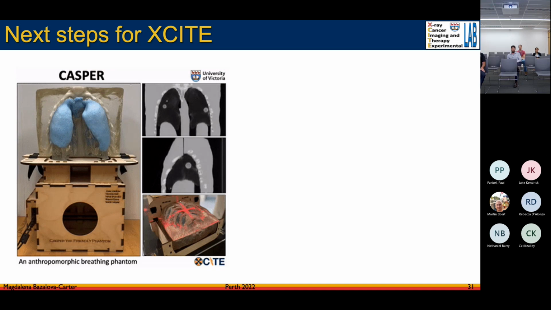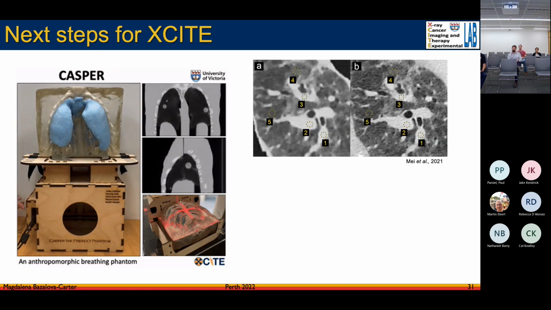We built this phantom that we call Casper, which is an anthropomorphic breathing phantom. I'll probably be using it to see how we can use PCT-CT for lung nodule detection. So we'll be hopefully working with people from UPenn who have 3D printed human lungs, to see if we can incorporate it into Casper.